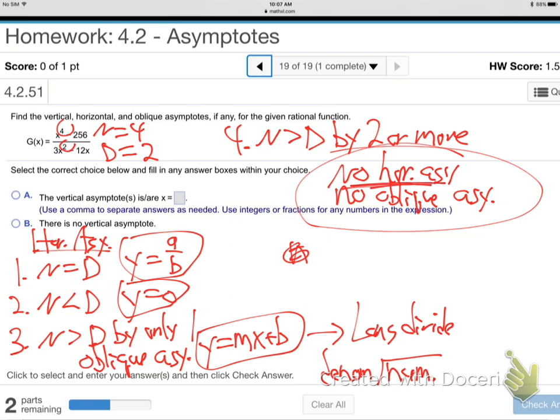That's our case. No horizontal, no oblique, nothing at all, because the numerator is too much more powerful than the denominator. All right.